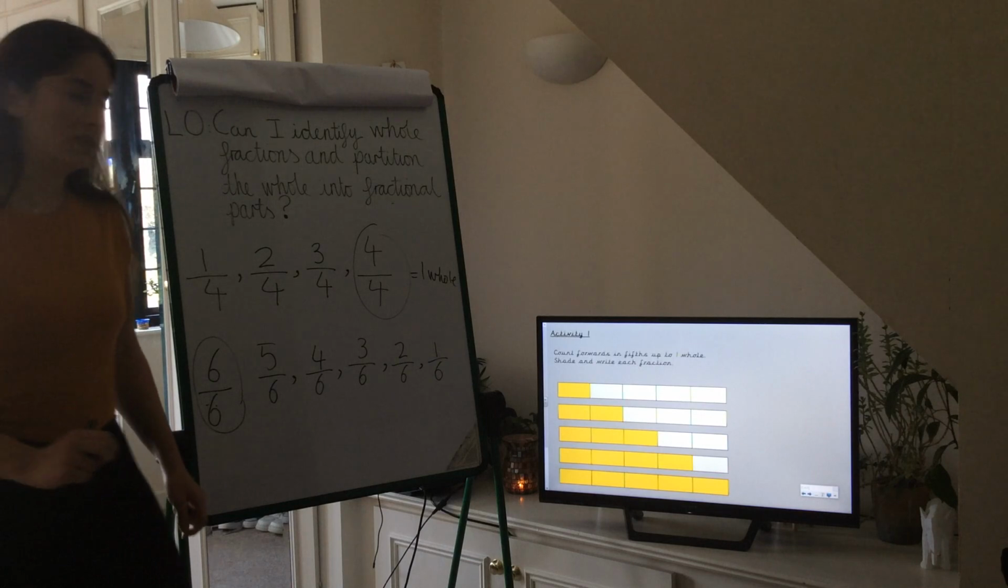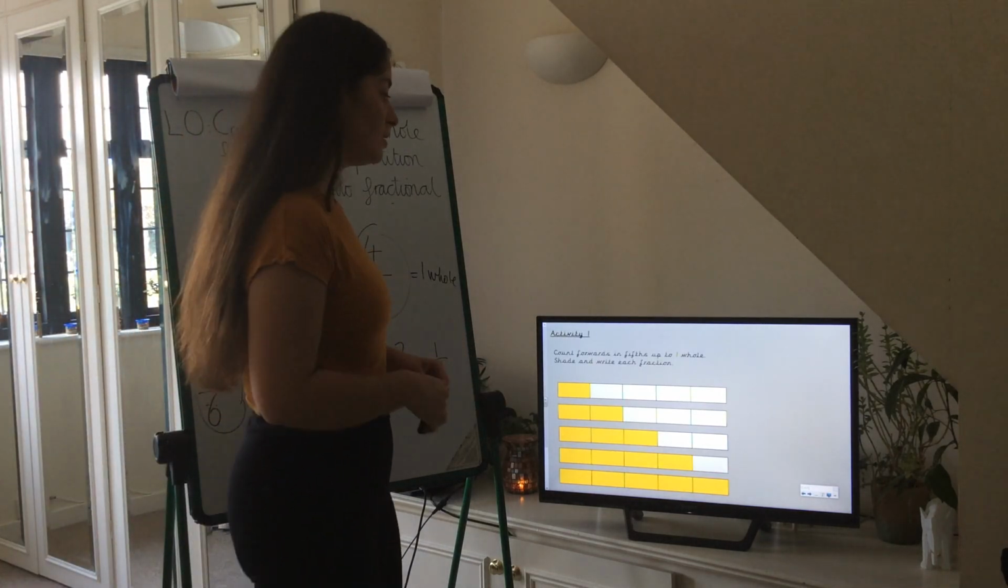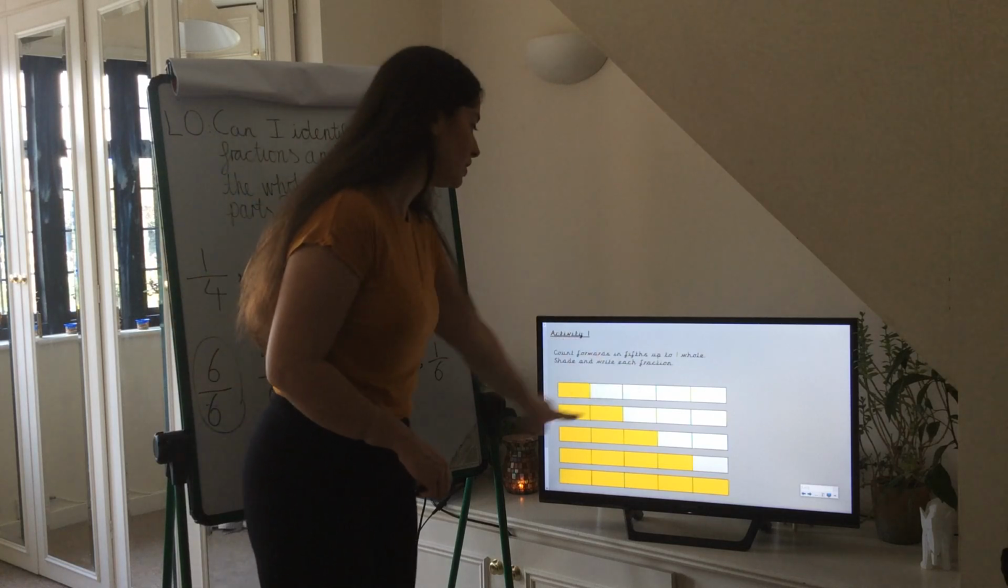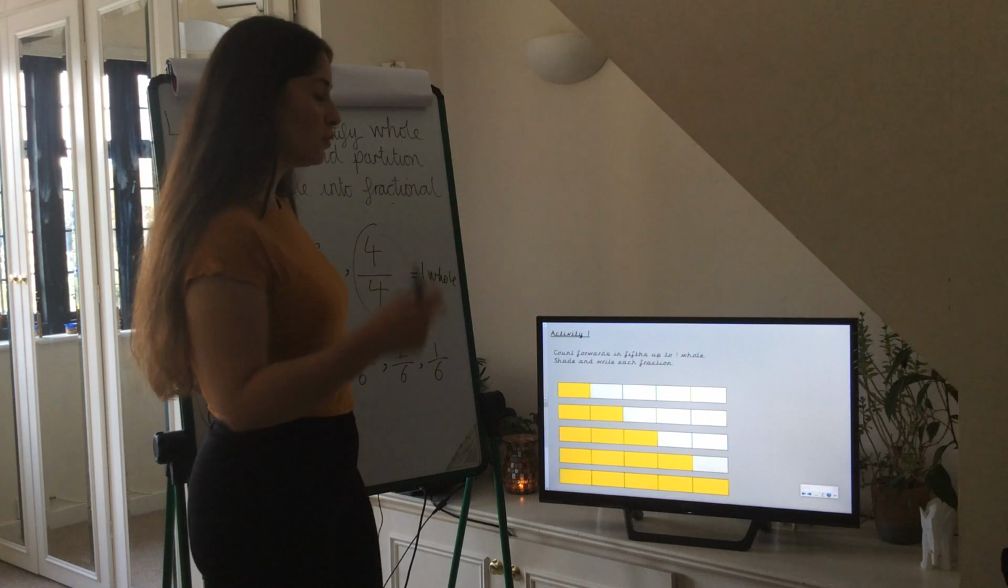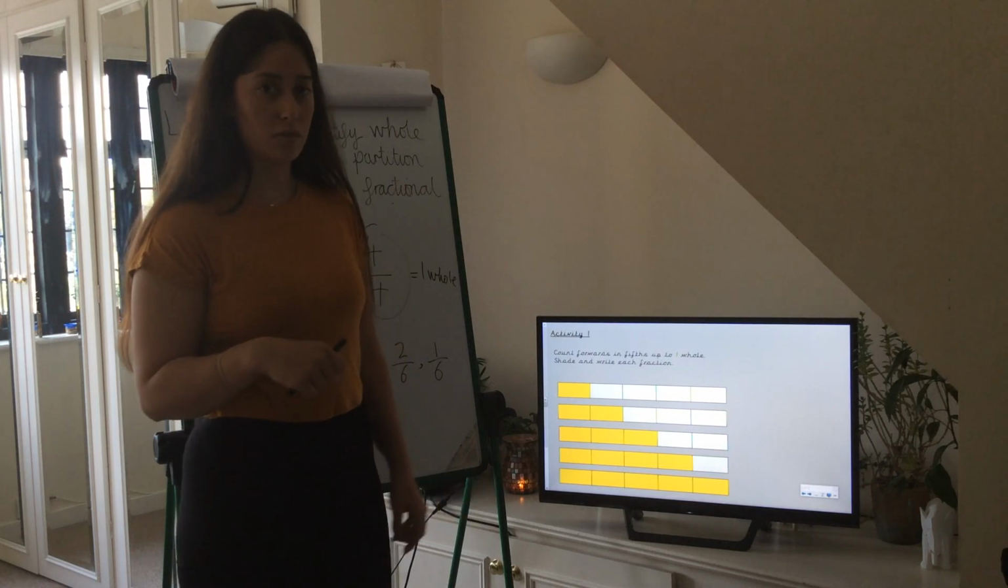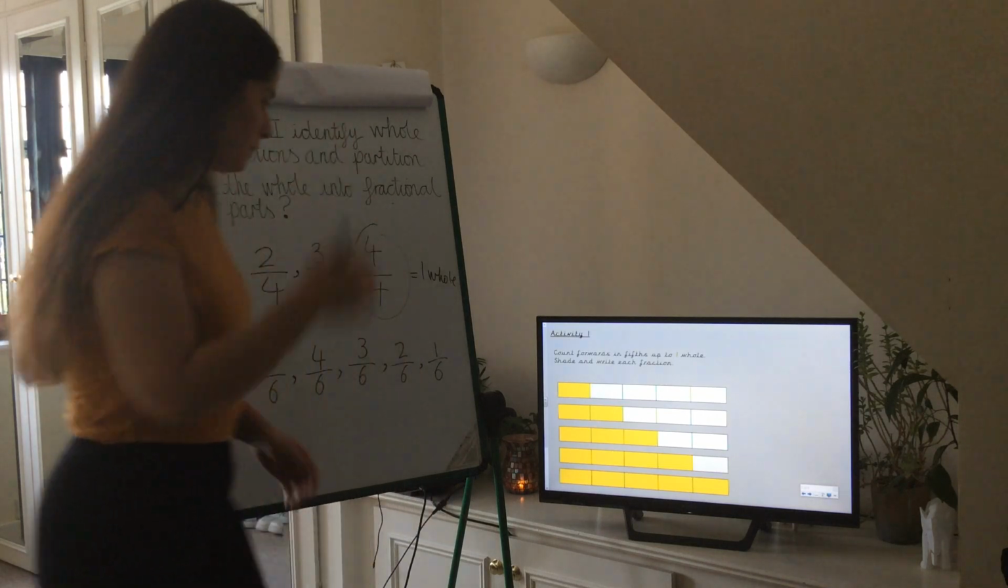Okay, your first activity. I want you to have a look at what I've shaded on the screen. Can you write a fraction to represent each of the shaded parts of each image shown, and then count forwards in fifths until you reach one whole? Once you've done that, play the video again and we'll do it together.